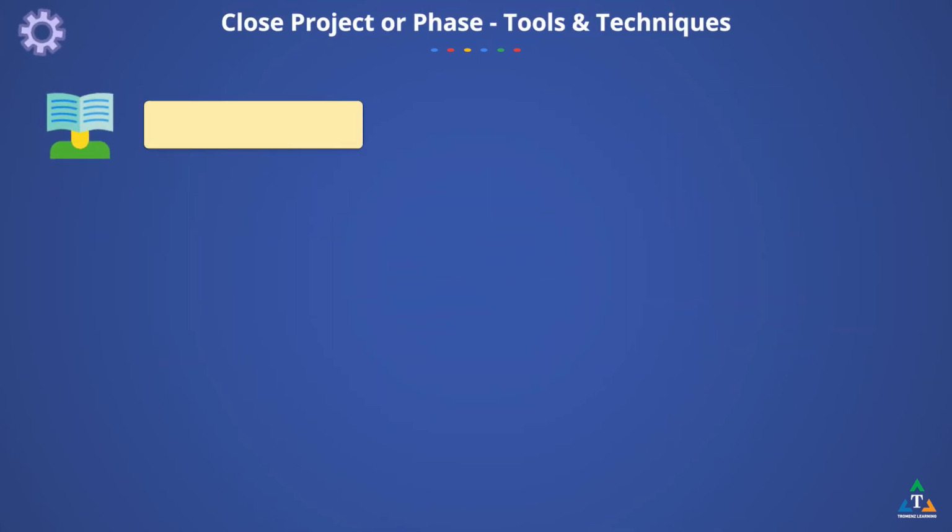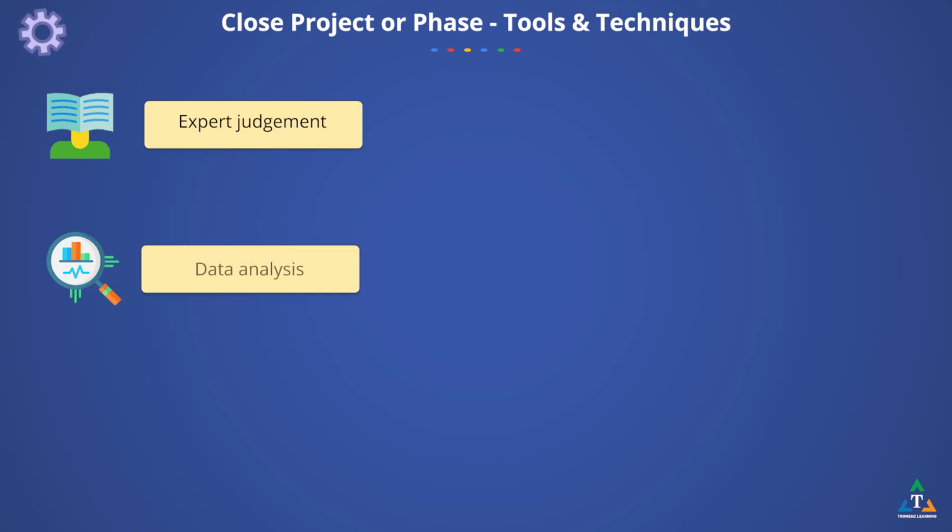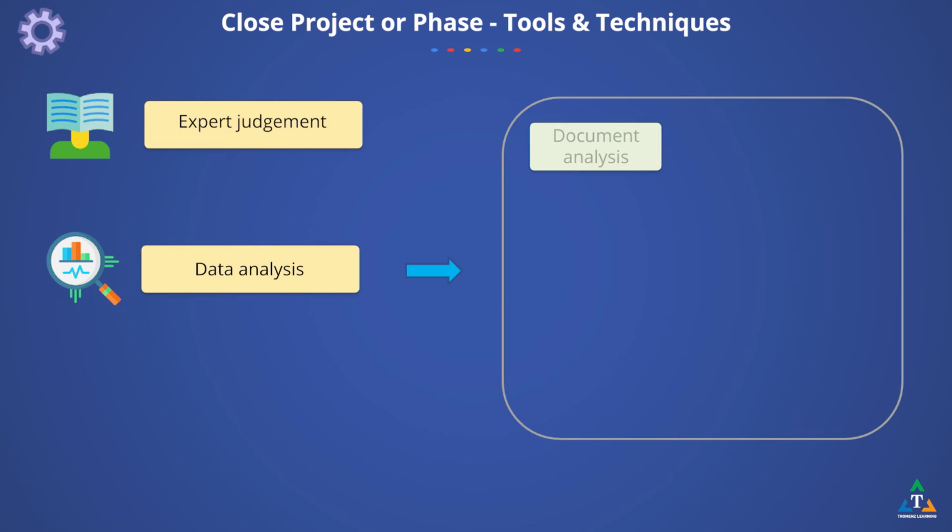Expert judgment of experts should be considered from various individuals or groups with specialized knowledge or training. Data analysis techniques that can be used in project closeout include document analysis, which will allow identifying lessons learned and knowledge sharing for future projects and organizational assets improvement.